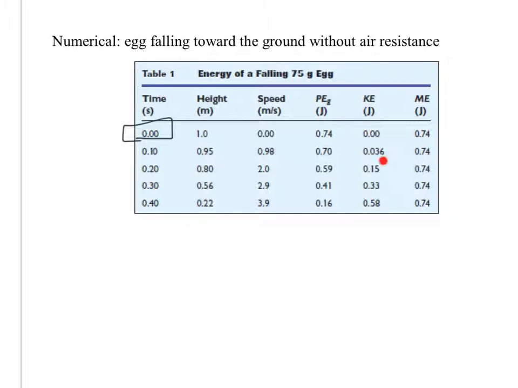I don't know why they didn't just round this to 0.04. It would add up exactly. This is from your textbook. That should really be 0.04, not 0.036, just to prove the point that it's still 0.74.